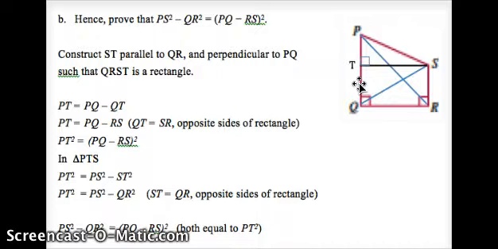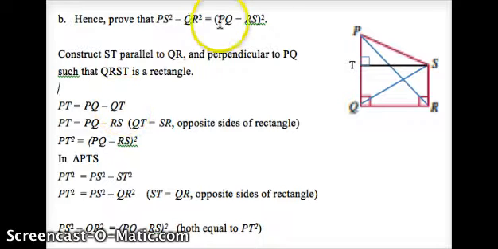So we're going to use that in our question as well. So we've got a few things that we need to think about. We need to come up with an expression for PS squared. We know that QR equals ST. We know that SR equals QT. So we're going to use all of those facts in this proof. So let's start with just an expression here for PT, because I want to come up with this expression PQ minus RS. So we know that PT is PQ minus QT. So we've got that there on the first line, that PT equals PQ minus QT.